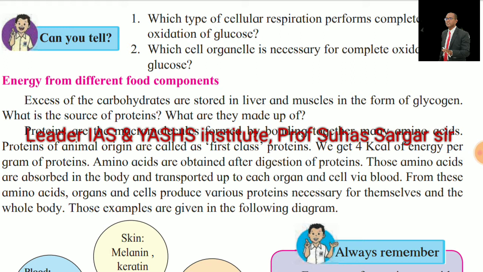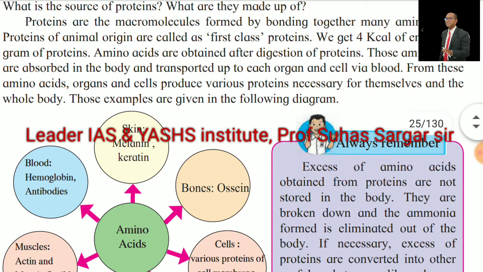Next, energy from different food components. Excess carbohydrates are stored in the liver and muscle in the form of glycogen. What is the source of protein? What are they made up of? Proteins are macromolecules formed by bonding together many amino acids. Proteins of animal origin are called first class proteins. We get 4000 calories of energy per gram of protein. Amino acids are obtained after digestion of proteins. Those amino acids are absorbed in the body and transported to each organ and cell via blood.